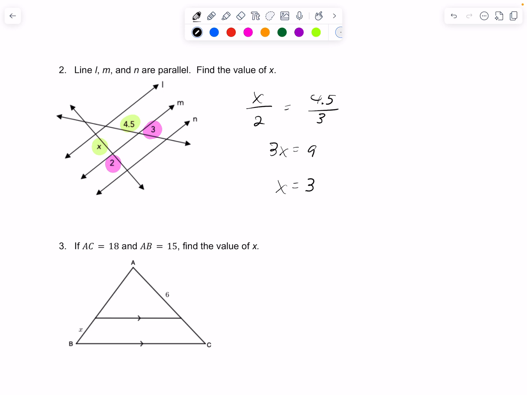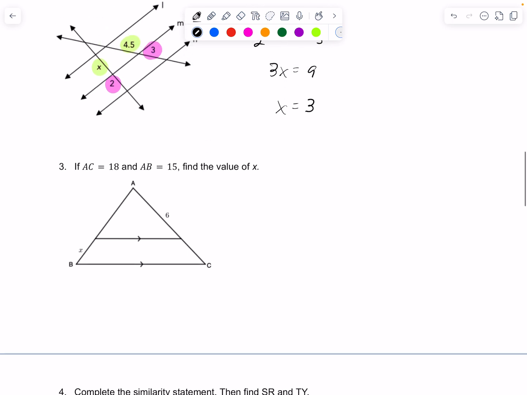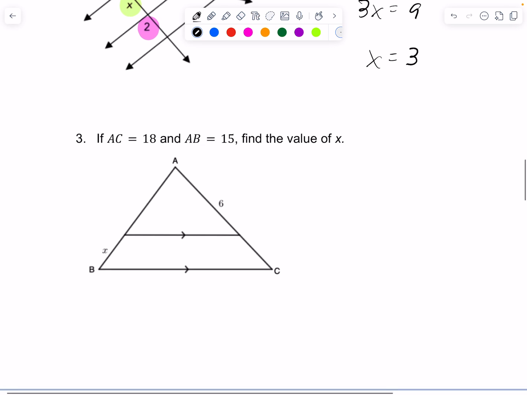All right, now number 3 is the last one I'm going to do. This is actually, I think, one of the more challenging ones. So keep in mind, these are the types of questions that we're going to want to put on quizzes and tests. All right, so looking at this one, it tells us AC, the whole thing, is 18. So they're telling us that this is 6 stopping here, so then this is going to be 12 for that one there. Okay, AB, this whole thing is 15, and this one is x.